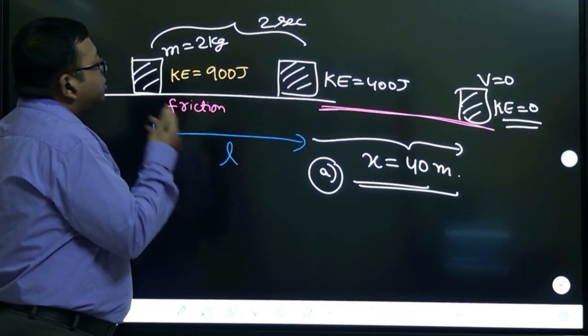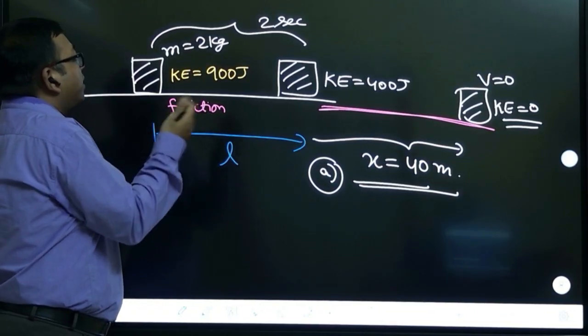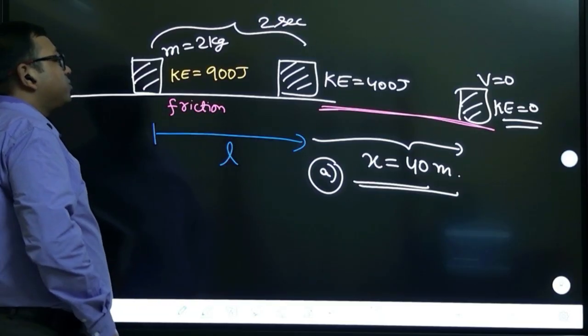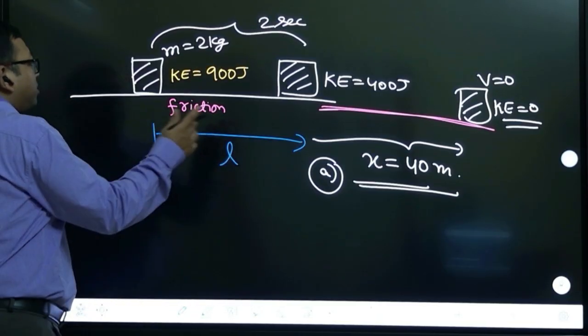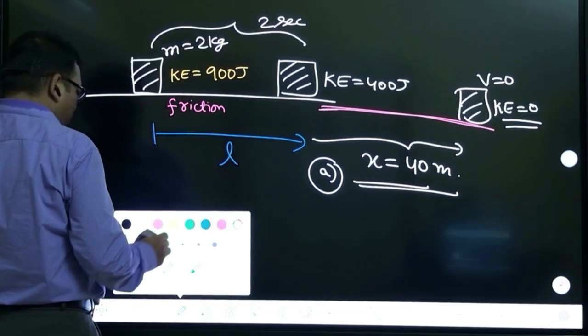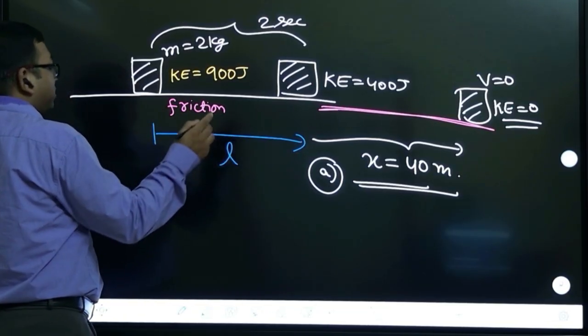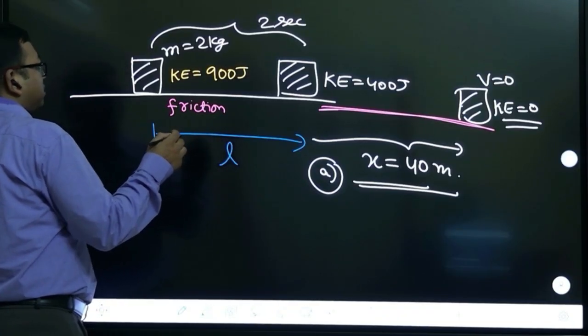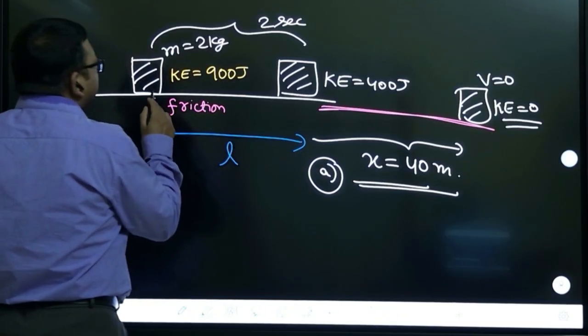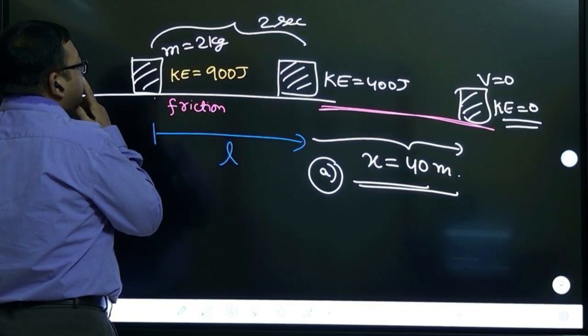Initial kinetic energy is given, final kinetic energy. V square equal to u square plus 2ax we can use, or the work energy theorem you can apply. What is the work energy theorem? Work done is change of kinetic energy, correct?